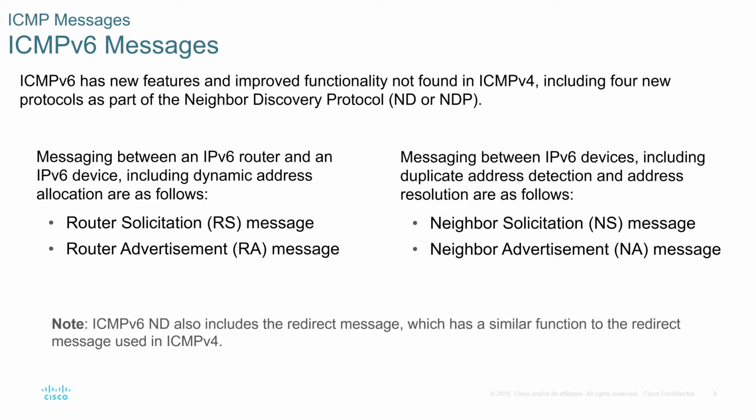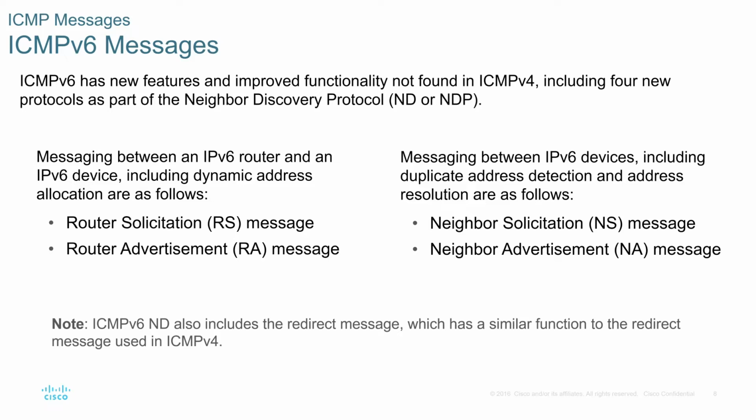ICMPv6 has new features and improved functionality that are not found in ICMPv4, as version 4 was developed 40 to 50 years before version 6. It has in it 4 new protocols as part of neighbor discovery. You have ND or NDP, neighbor discovery protocol. The 4 messages would be RS, RA, NS, and NA.